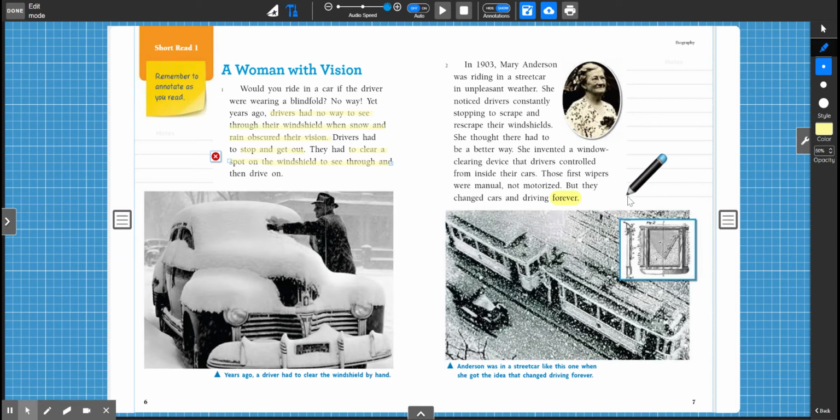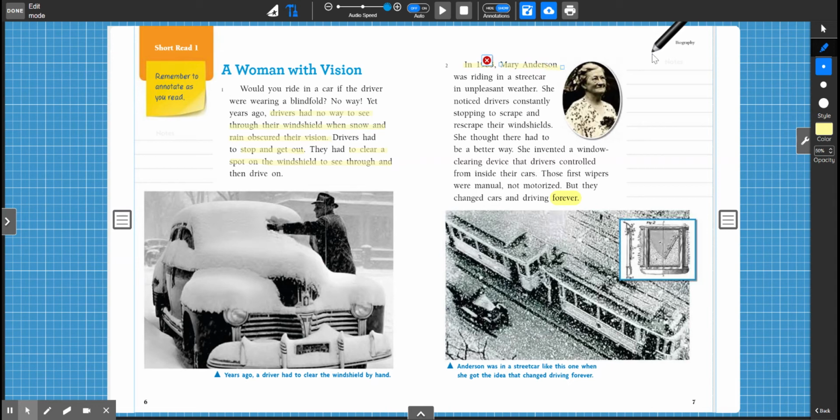Okay, friends, so you should have definitely seen the when and the who, but the other parts might be a little tricky. So let's go through and reread this paragraph to see if we can find the rest of those answers. So first, I want you to highlight when did this new invention come about and who was the inventor. So pause the video, highlight when and who. All right, my friends, so you should have highlighted in 1903, and we have Mary Anderson.